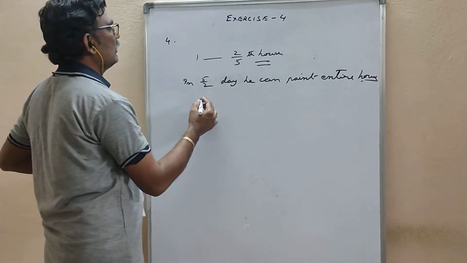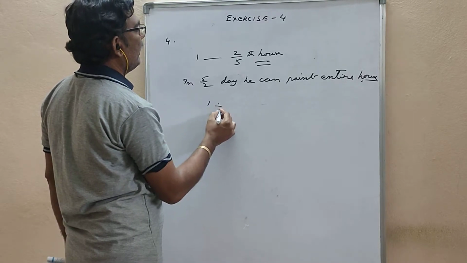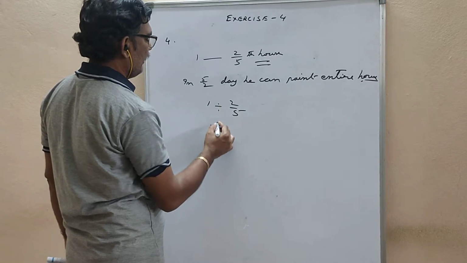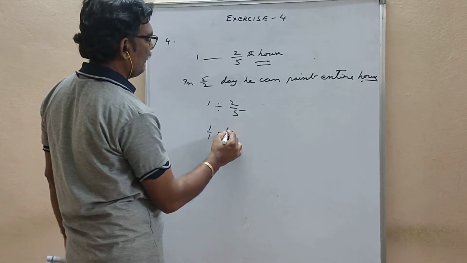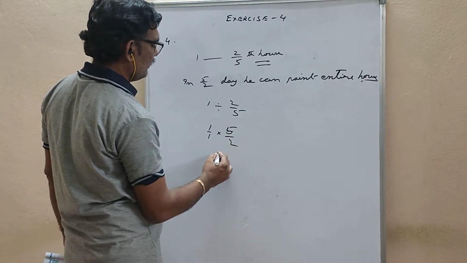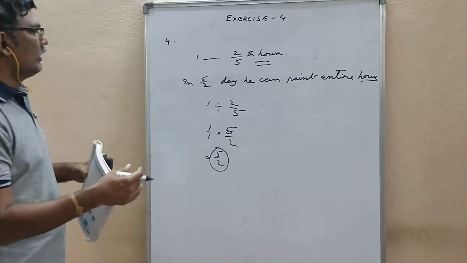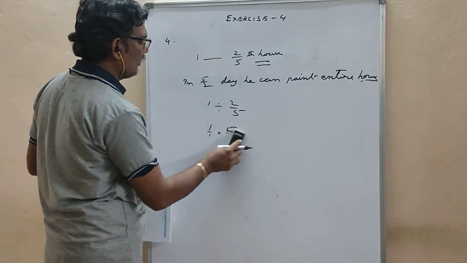So you can also write here 1 divided by 2 by 5. If you do it, divide becomes multiply, and 2 by 5 will be reversed, 5 by 2. So here you will get 5 by 2. So in any manner you can do it. Next we will go with the next problem.